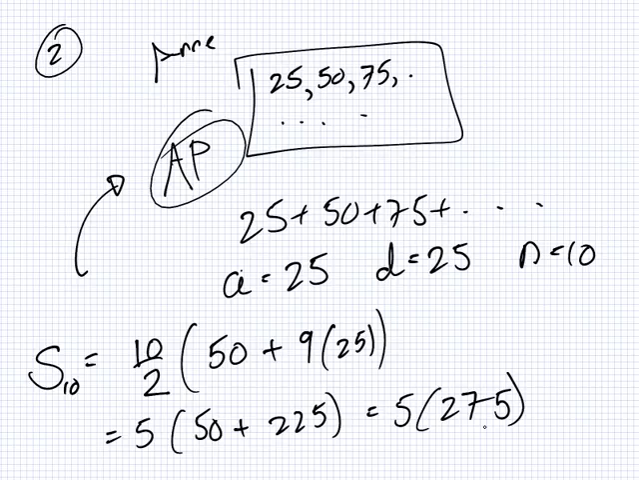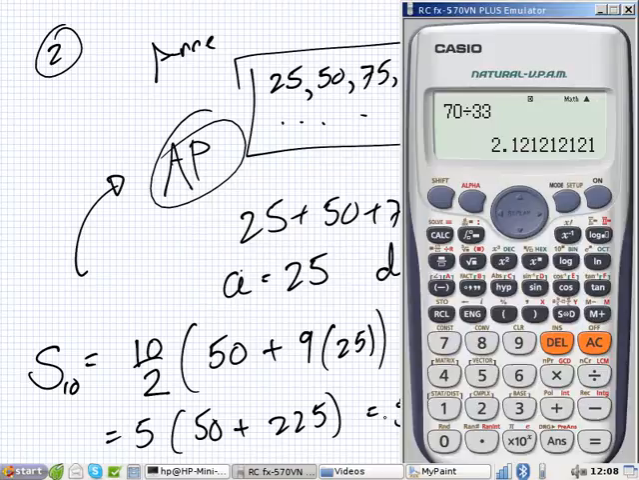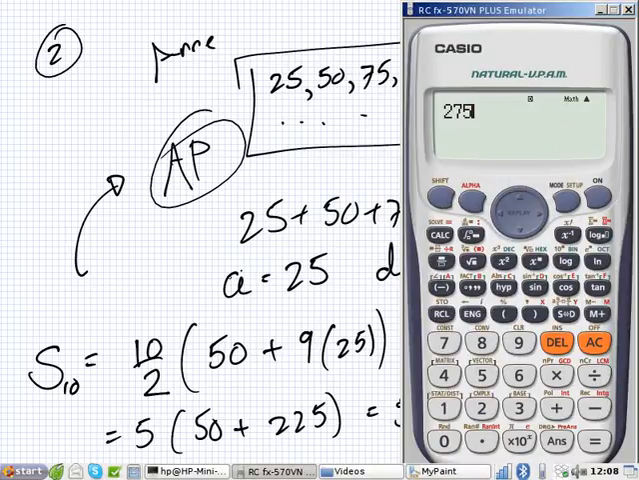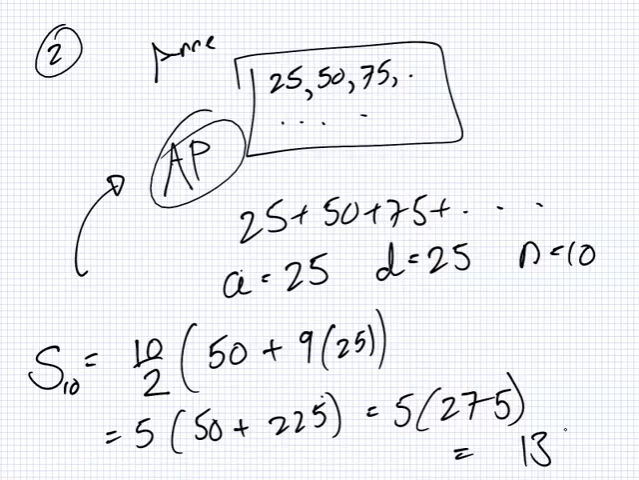250 times 5 is 1,500 or something? I don't know. That sounds believable. No, of course it's not. 275 times 5 is 1375. So, if this pays her 1,375 euros over 10 years, then she should pay less than this to buy it.